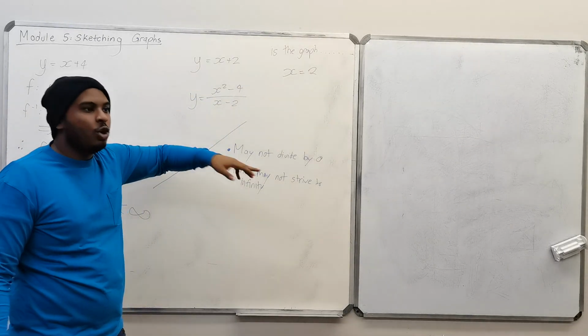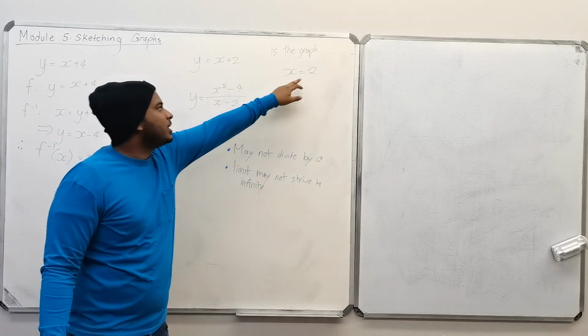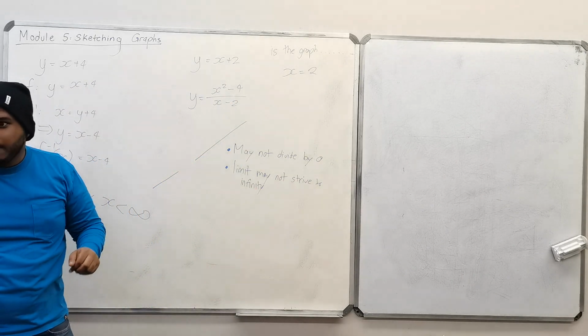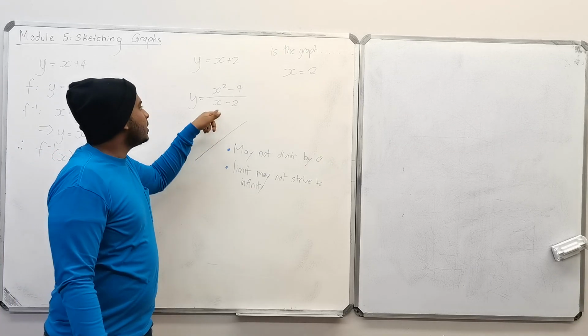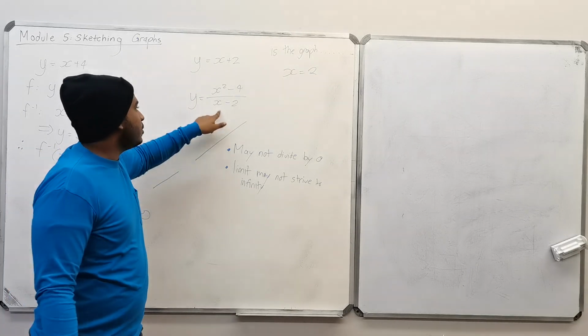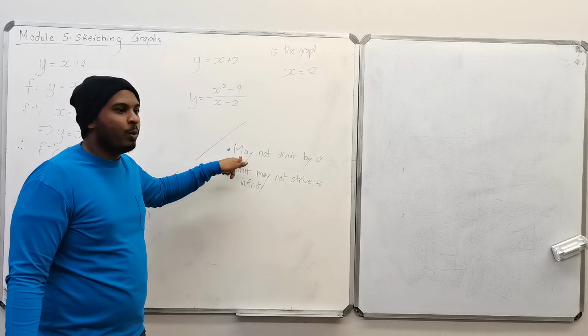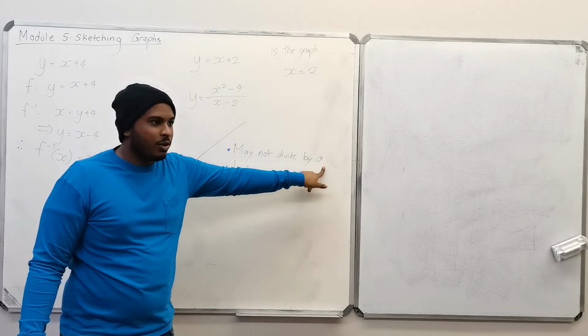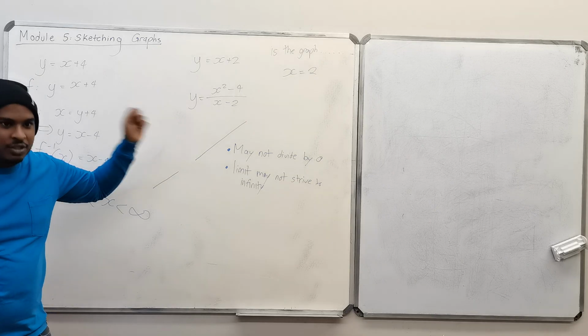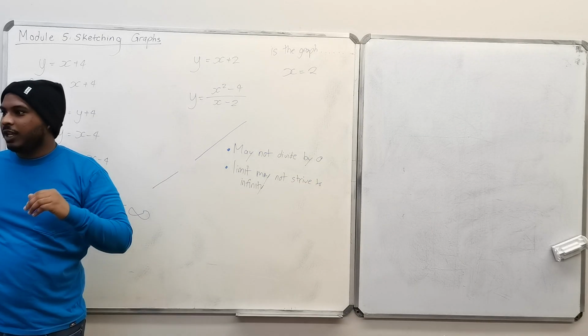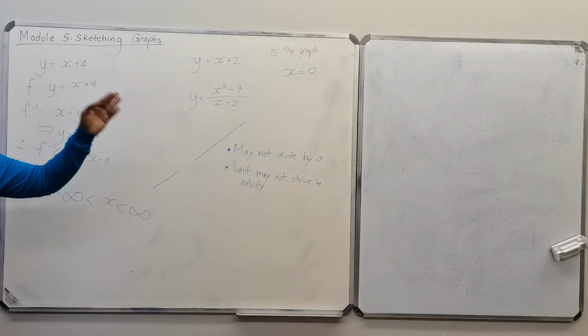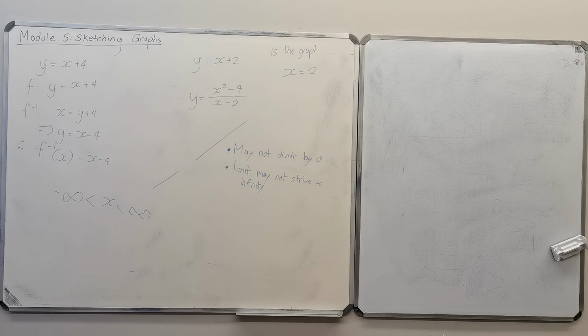Then if they ask you, is the graph of y is equal to x squared minus 4 all over x minus 2 continuous or discontinuous at a point of x is equal to 2? What you will do, you will substitute that x value into your denominator. 2 minus 2 is 0. What's the condition? You may not divide by 0. That will make this graph discontinuous. So it's discontinuous at a point of x is equal to 2. Do you understand that? Okay.